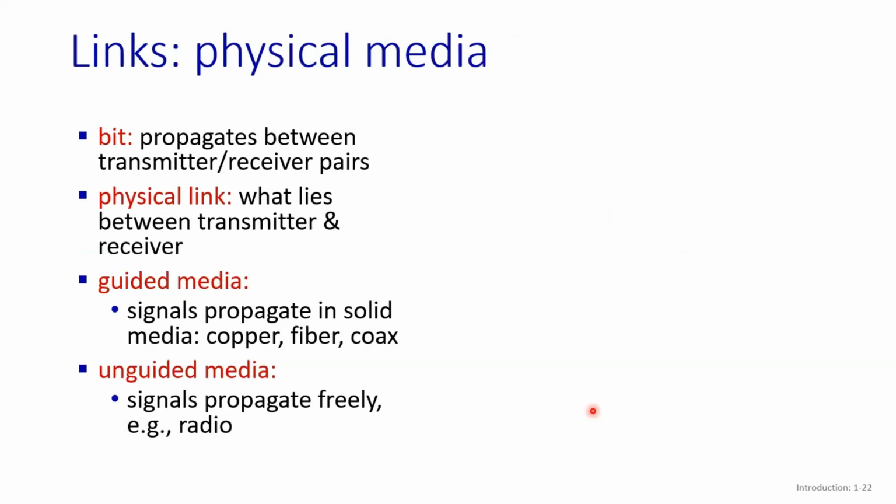Okay, so now let's discuss the physical media. Physical media is the media which connects different routers and different devices together. As we have already discussed, it may be wired physical media such as coaxial cables, twisted pair cables, fiber optics, or it can be wireless physical media. So a bit propagates between transmitter and receiver pairs.